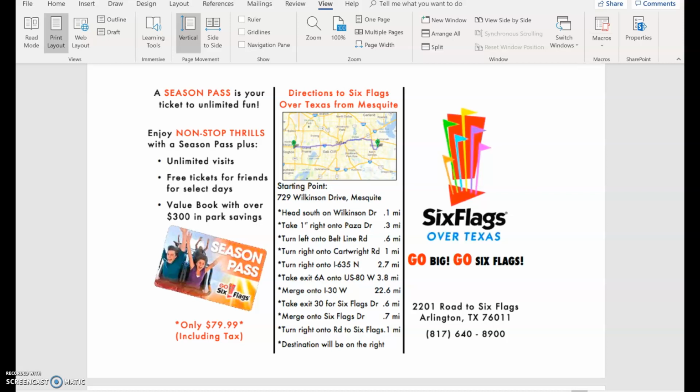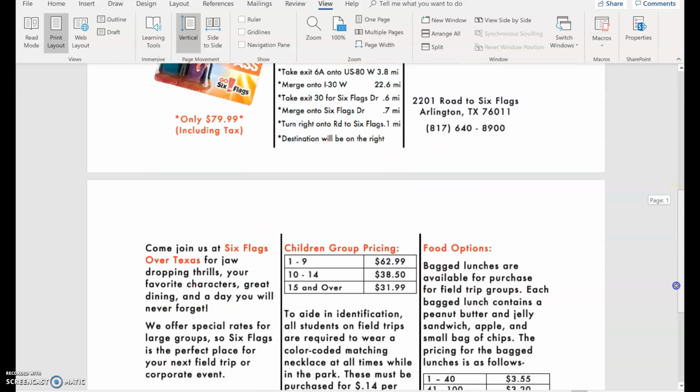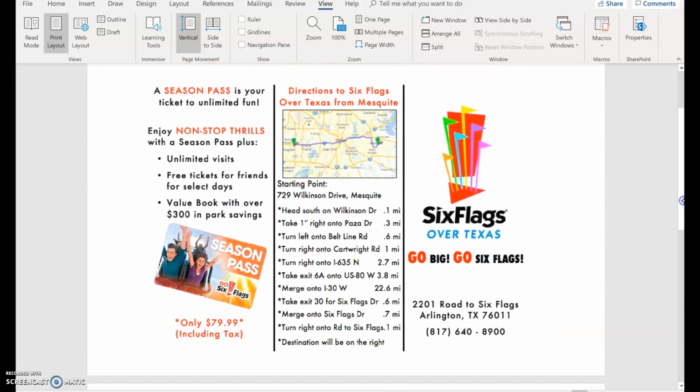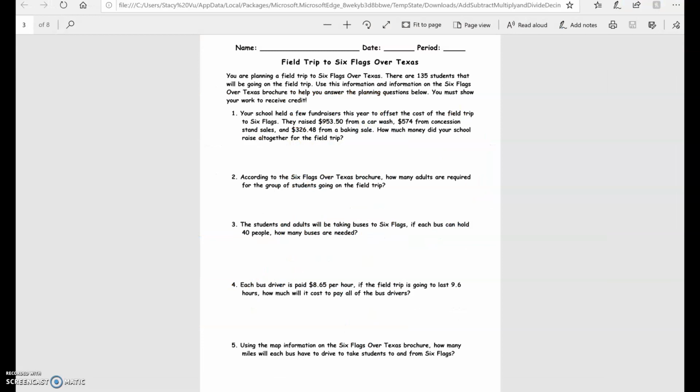Hey everybody, so today you're going to be doing a project where we're applying adding, subtracting, multiplying, and dividing fractions. What you're going to do is use the information on the first page, front and back, the brochure about taking a field trip to Six Flags, to answer questions 1 through 10. You have all this different information, and you're going to use it to create a field trip to Six Flags over Texas.